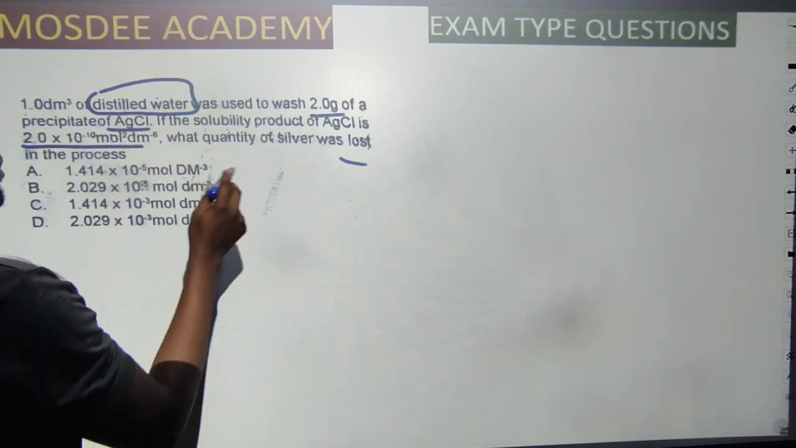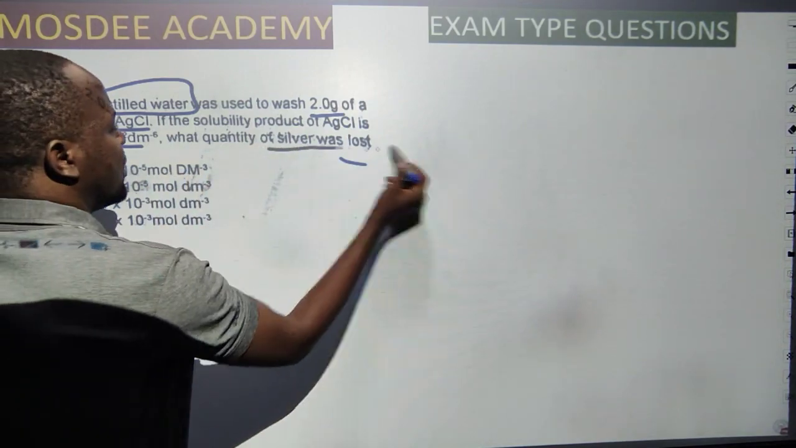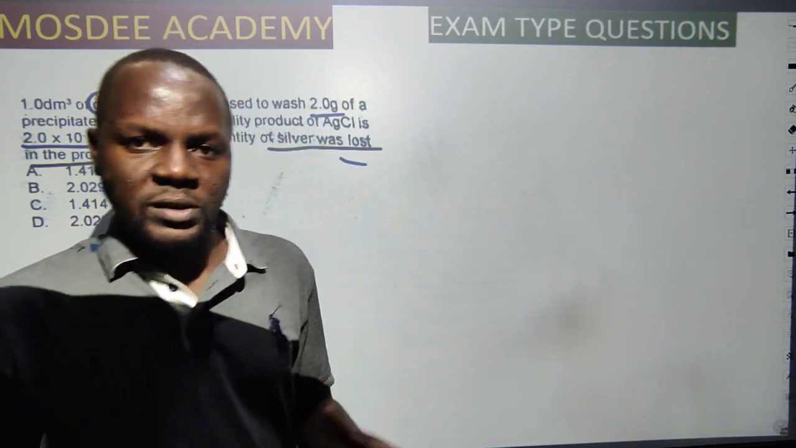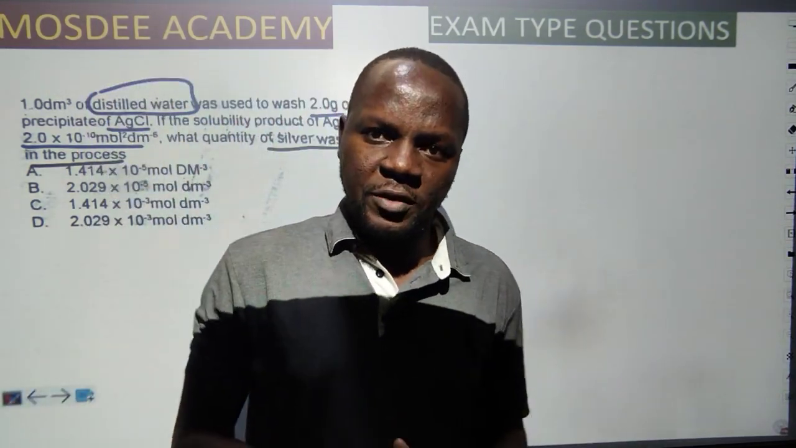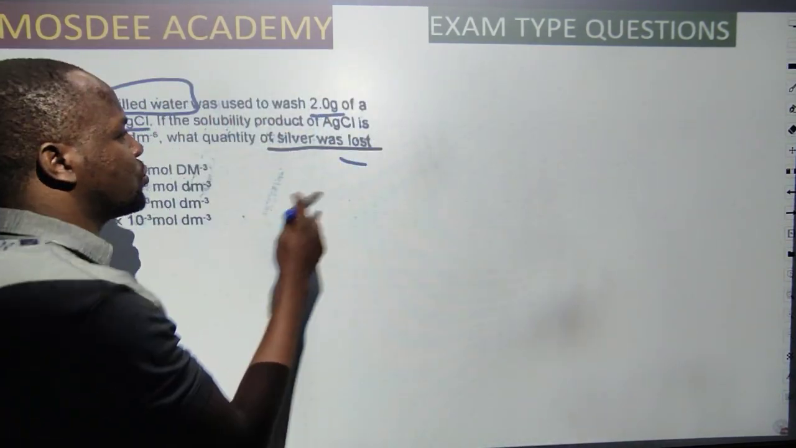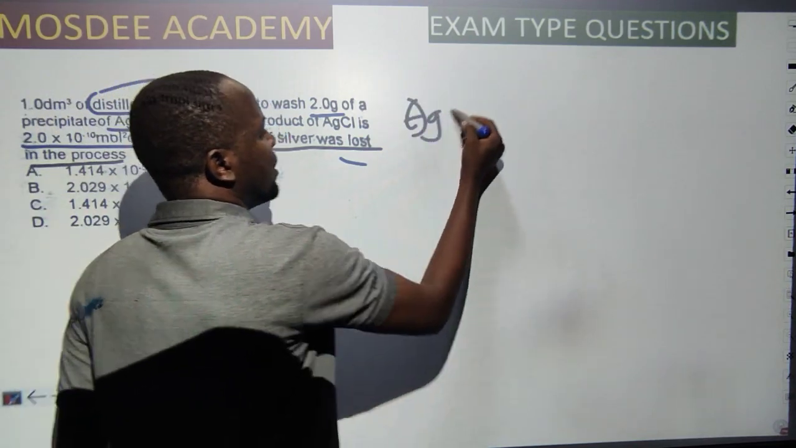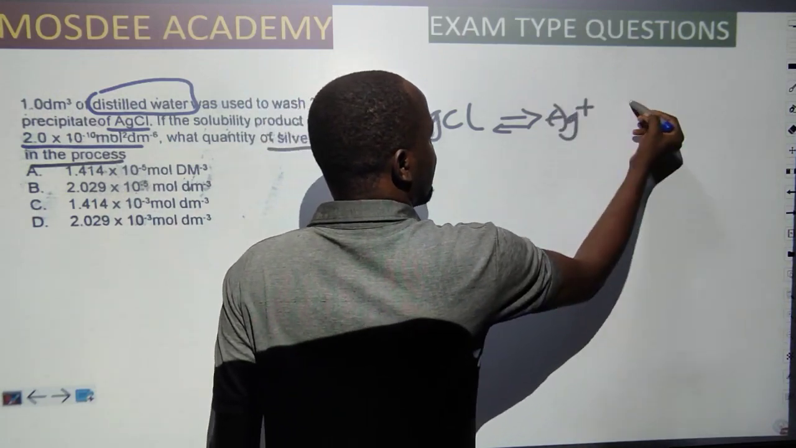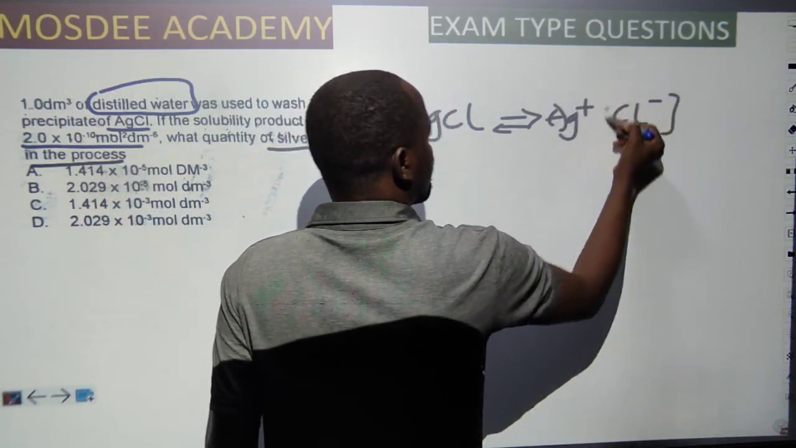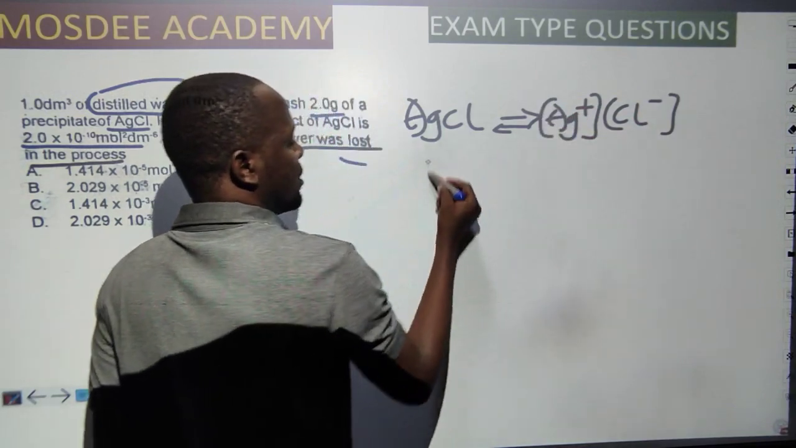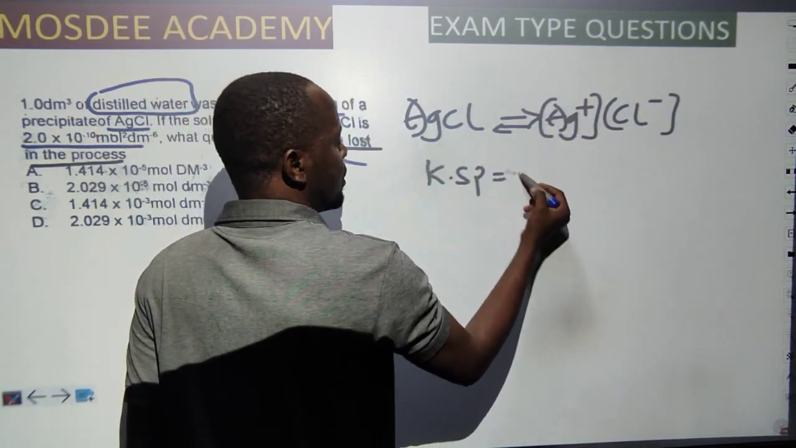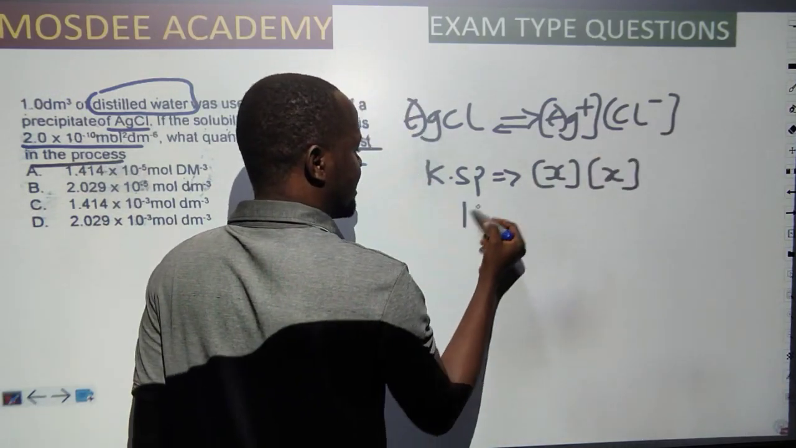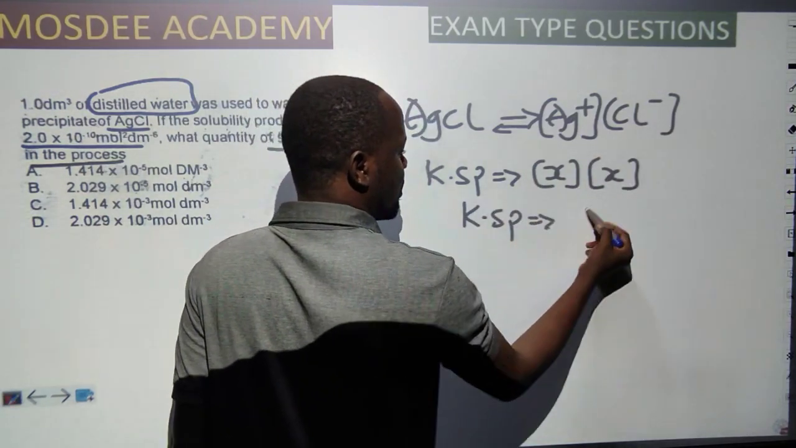And what is the quantity of silver that was lost in the process? Water was used to what? And we've talked about water being a buffer solution. It will have no effect. You understand that now. So doing this, we just need to follow the KSP of AgCl. We did this as an example. It will be what? Ag plus, then Cl minus. So if we've taken this, we can now say the KSP equals X times X. So that is KSP equals X squared.